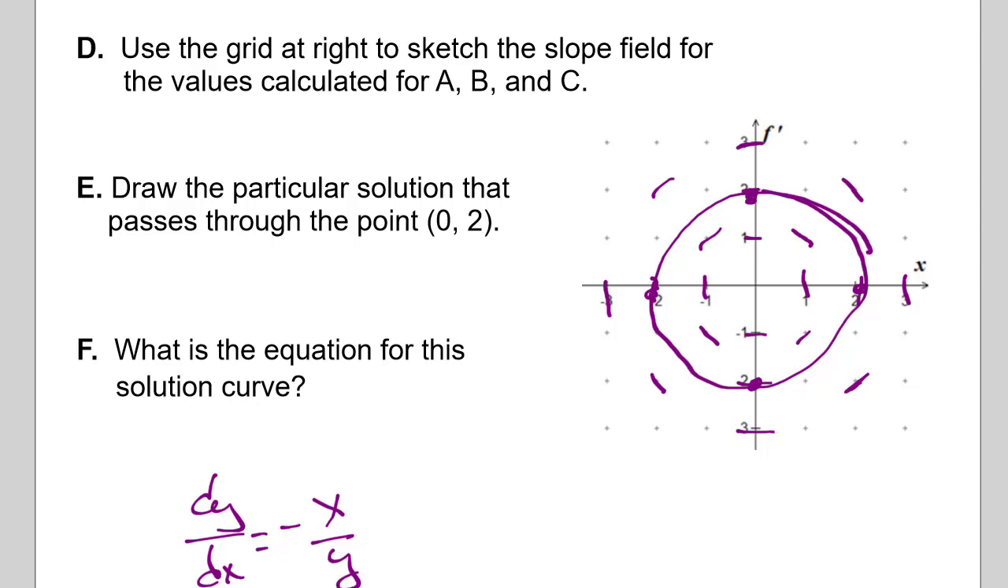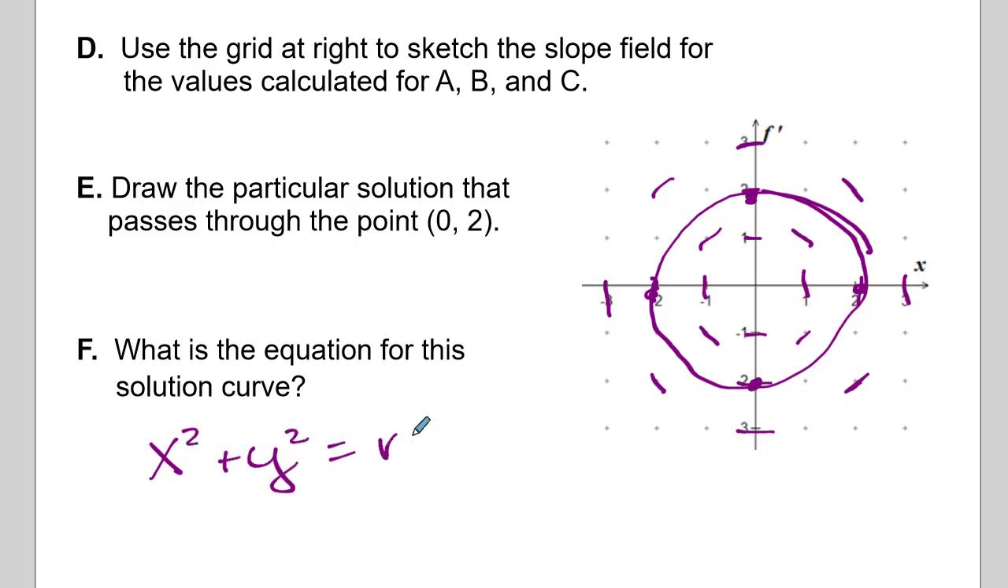Okay, for F, it says, what is the equation for this solution curve? Well, we already know that the equation for a circle looks like x squared plus y squared equals r squared. So we get x squared plus y squared. Our r in this case is 2, so it's going to be equal to 2 squared, or 4.